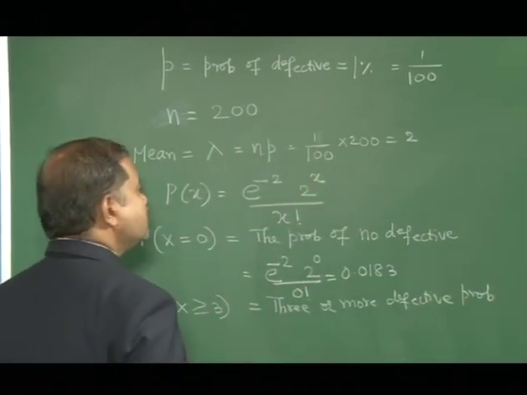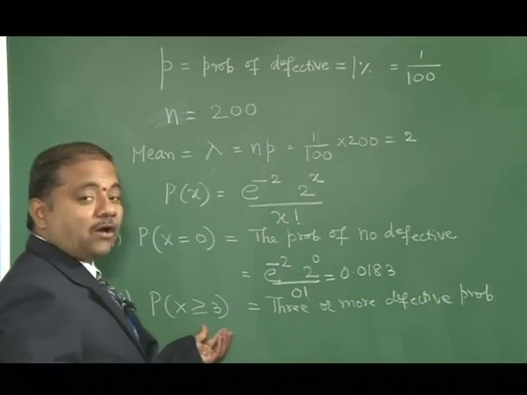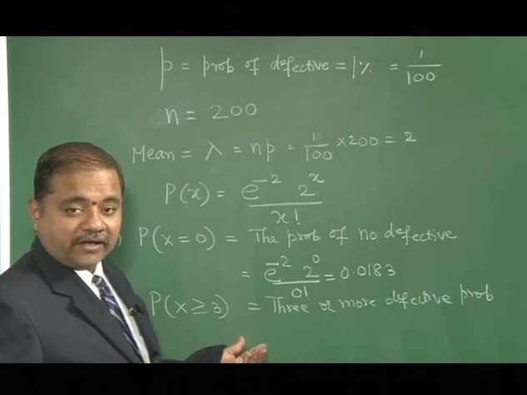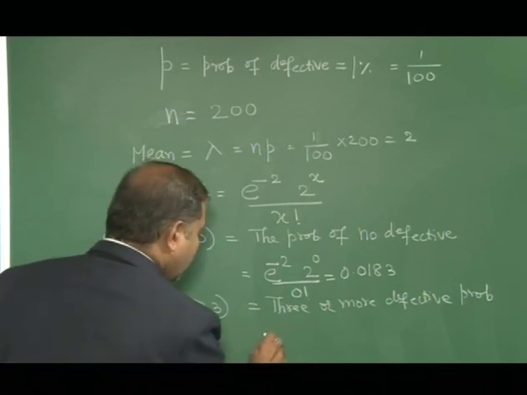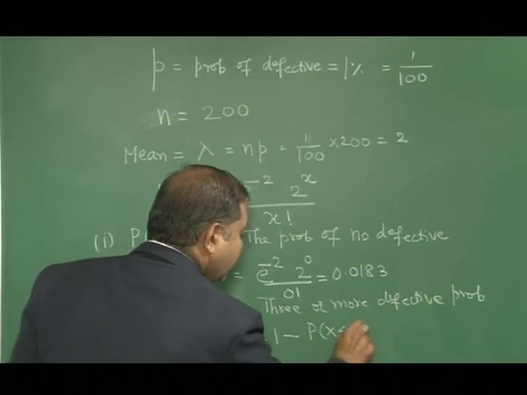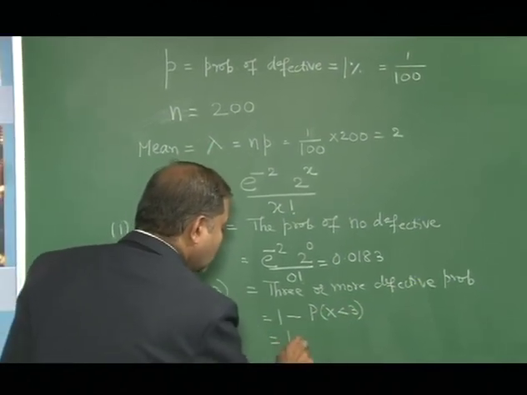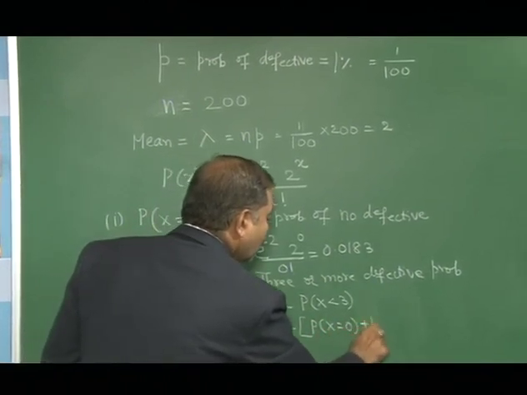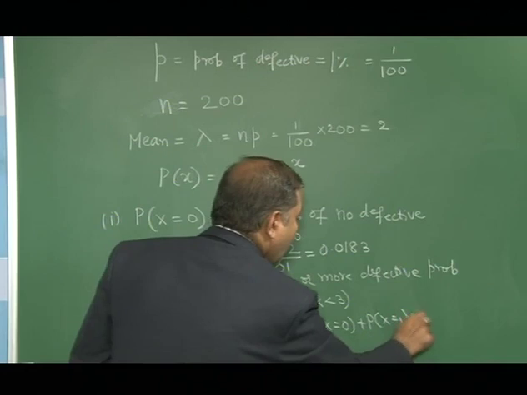That's what we are used to being told again and again: greater than or equal to 3. I cannot reach until 200 and I cannot do the calculations. So what should I do? 1 minus P of x less than 3. That means 1 minus P of 0, 1 and 2.